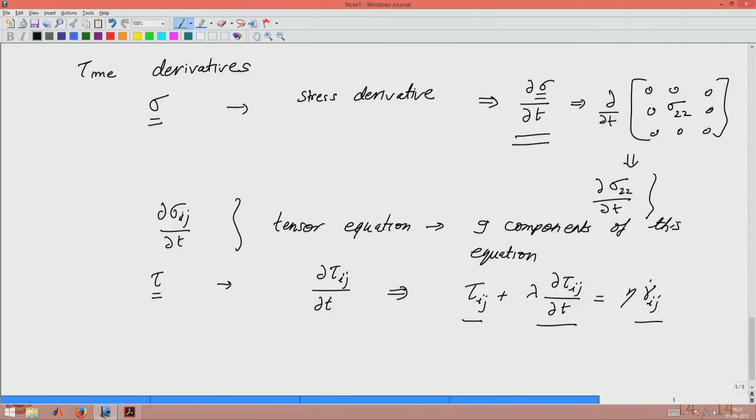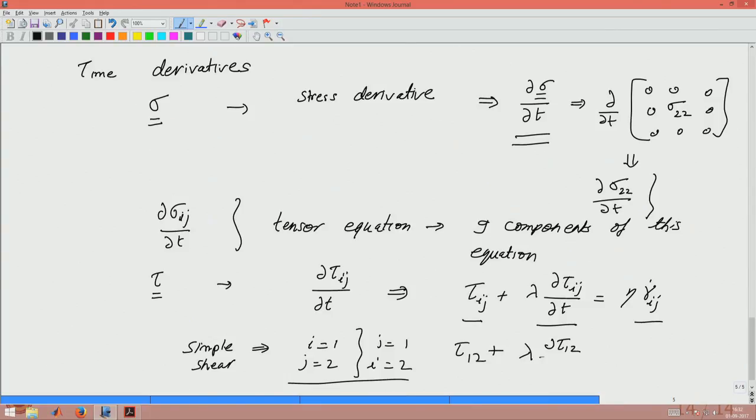And of course, in simple shear, what we see quite often is that only the off diagonal elements are non-zero, and in simple shear only one of those off diagonal elements is non-zero. For the time being let us say that i is equal to 1 and j is equal to 2, or j is equal to 1 and i is equal to 2. Because of symmetry both of these will be the same, and so in that case the equation will reduce to lambda del tau 1 2 by del t is equal to eta gamma dot 1 2. So, in index notation when we write, we imply all the 9, and quite often for a simple situation when there is only 1 or 2 components non-zero, then we will write them in more detail.